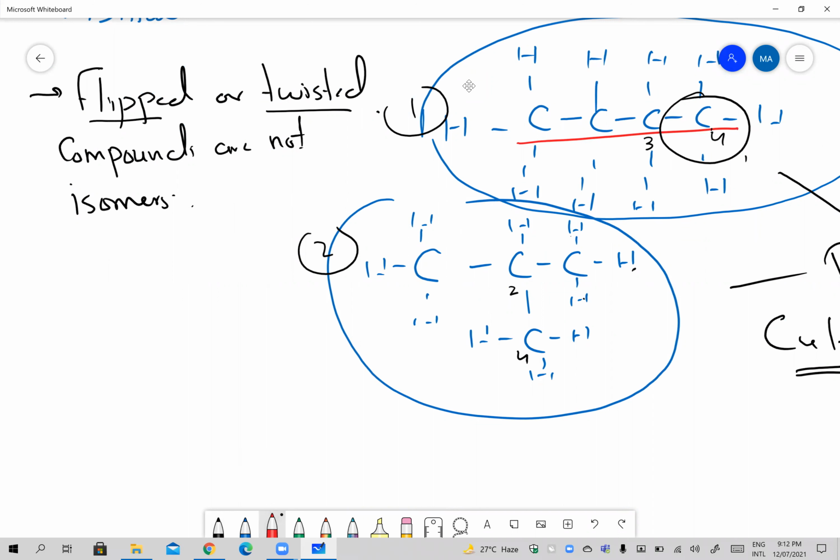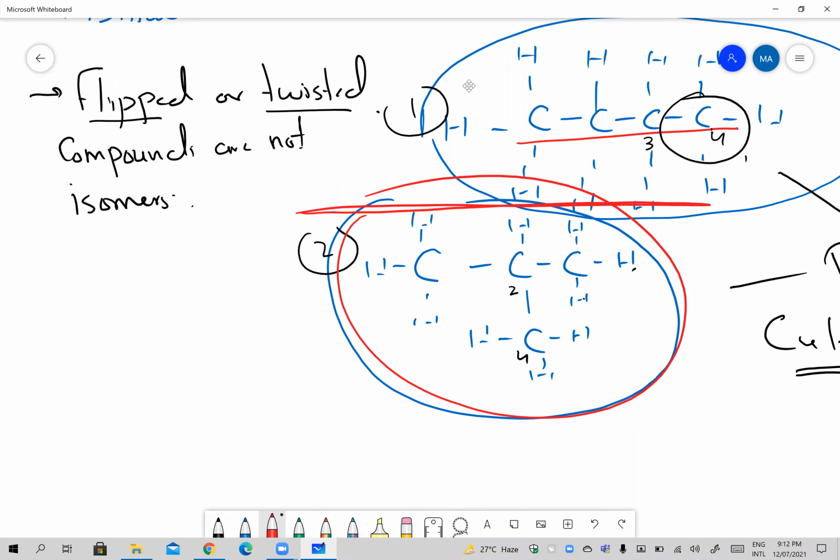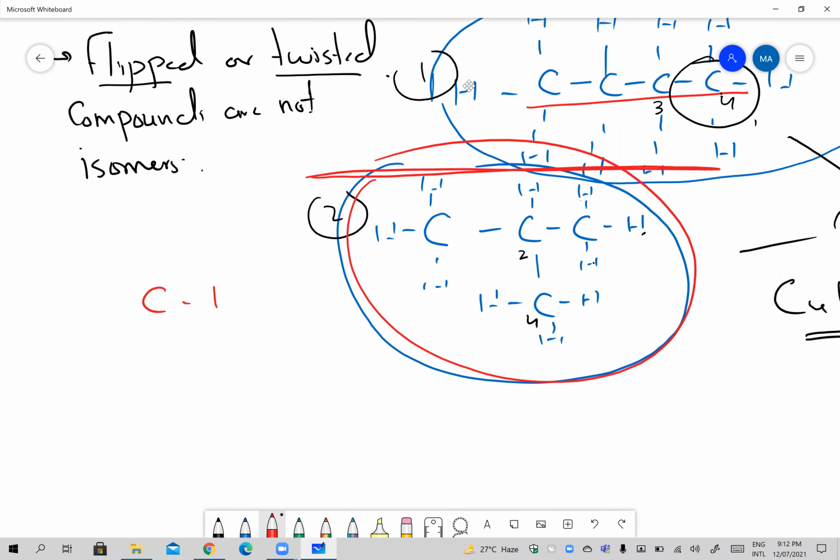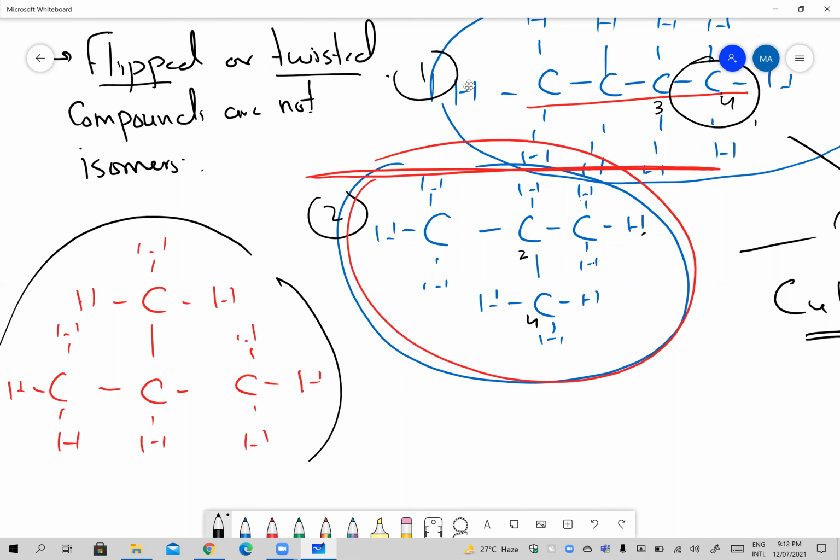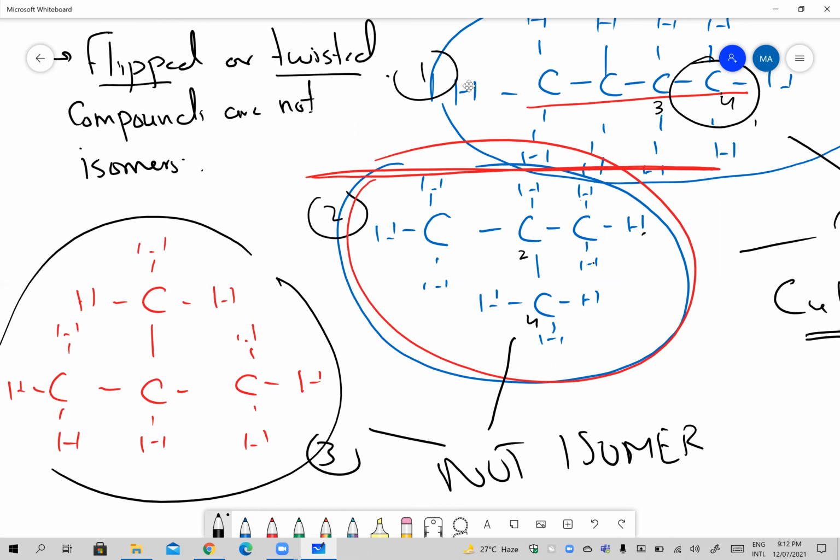For example, if you look at this second compound, if we place a mirror over here, the same compound in a mirror effect would look something like this. This CH3 would go on top and the remaining 3 carbons on the bottom. So this is how this compound would look if you place a mirror on top of it. Let's say this is the third compound here. Compound 2 and compound 3 are not isomers. Although they have the same molecular formulas and different structural formulas, the difference is only because of the mirror effect.